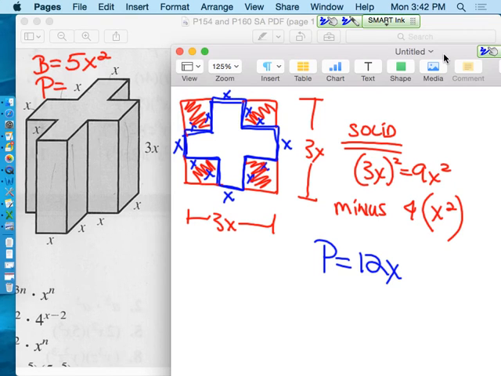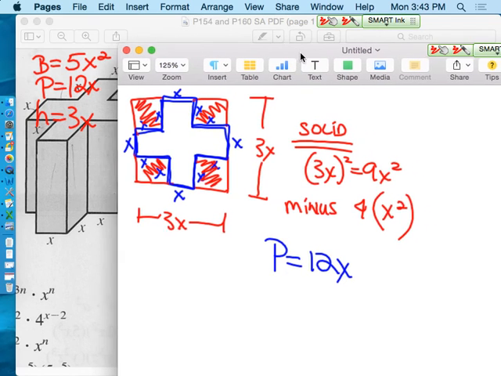So I find the area of my base, and then I take the perimeter of that same shape. And then the height of the object. My perimeter is 12x. The height of the box is 3x. So the height is 3x. And I'm going to arrange this information into my surface area formula.